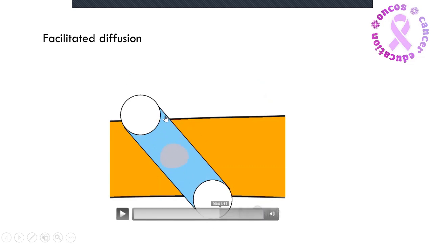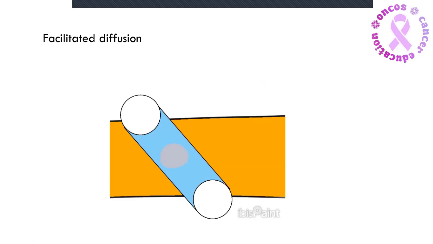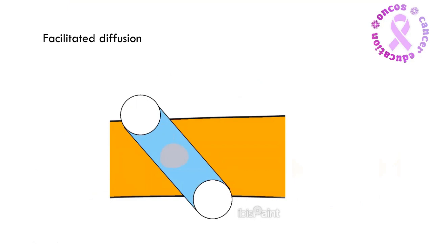If this is a carrier protein, think of it as like this little tunnel ending here. The substance gets into the tunnel, but then the tunnel itself moves. So again, it's like a car. You get in, the car drives, you get out, you're where you want to be. So facilitated diffusion does not require energy because the substance is simply moving down its concentration gradient.